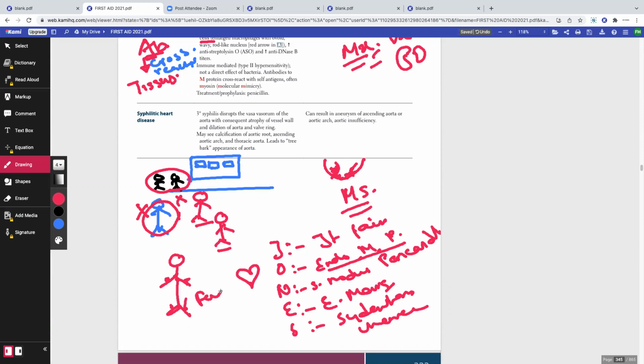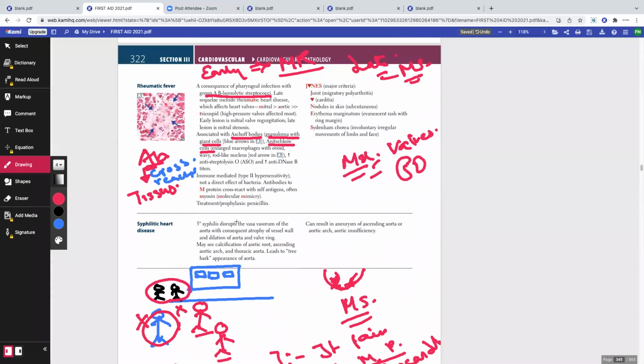Can anyone tell me the minor criteria? Minor criteria are fever, ESR, and CRP. Okay. Are we clear, yes or no? Okay, good. So over here in rheumatic fever, what sort of a hypersensitivity reaction is this? Type 2 or type 3, where we have formation of antibodies directly against the antigen? The answer is this is a type 2 hypersensitivity.